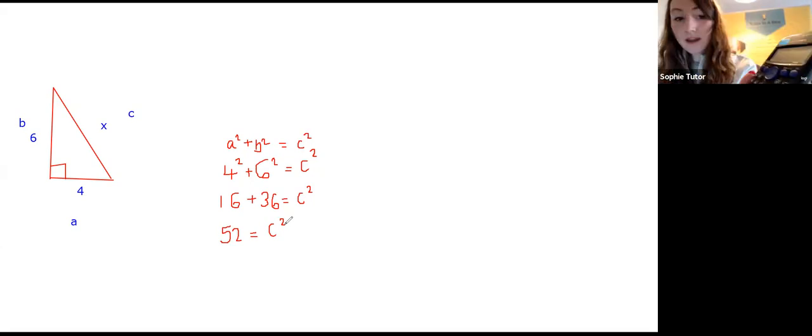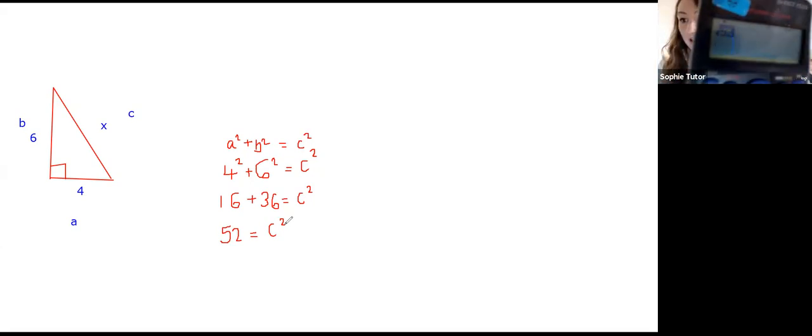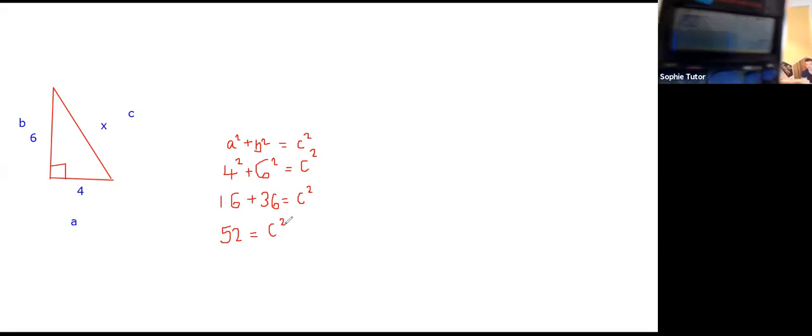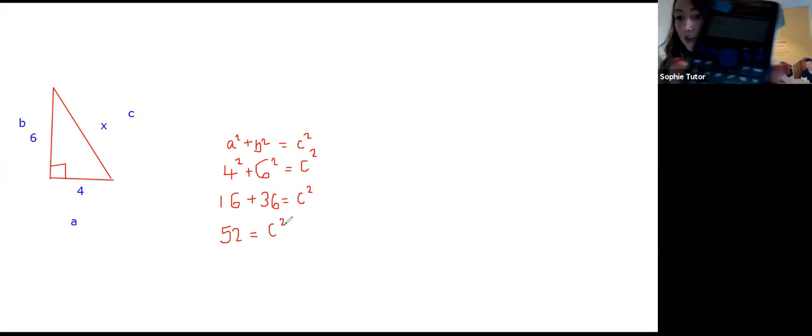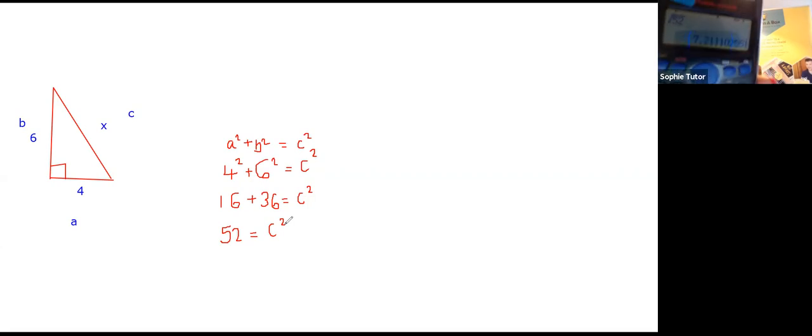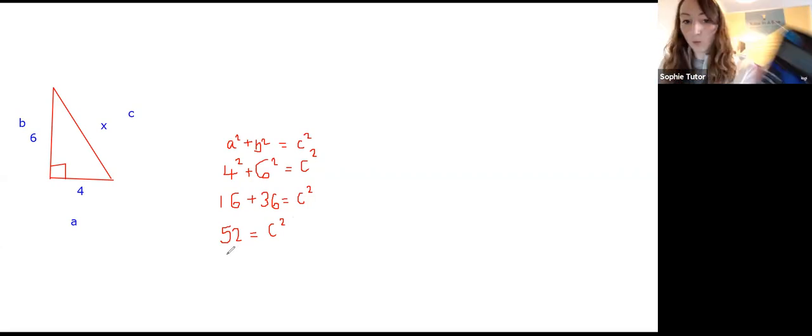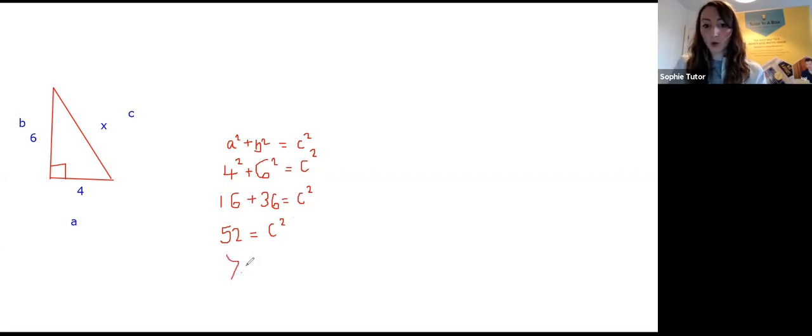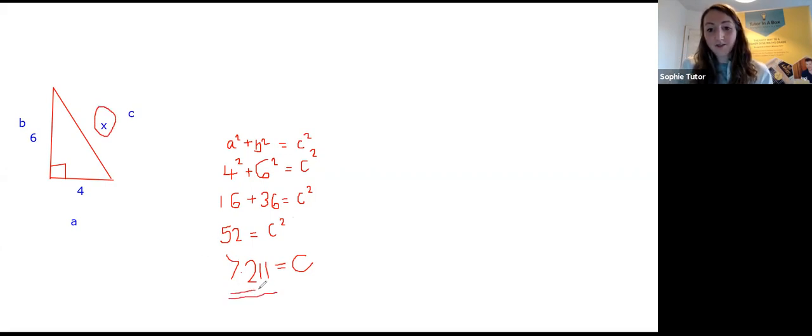We then pop in the numbers we want. So in this case, it's 52. We then press enter, and we get another number, which we can then change to a decimal, 7.211. So 7.211 equals C. And so now you've found out the length of this side, which was X, which was the thing we wanted to find out, and the length of that side is 7.211, and that can be centimetres, metres, whatever units it was in to begin with.